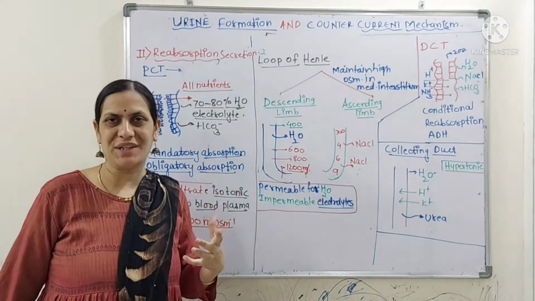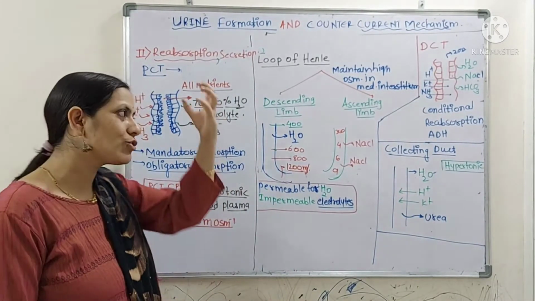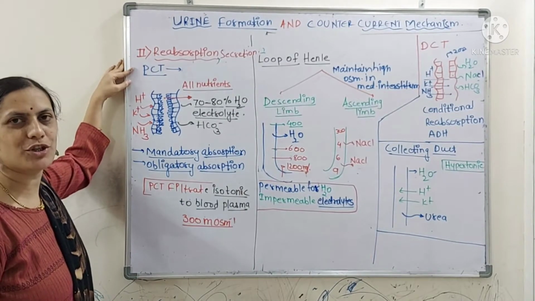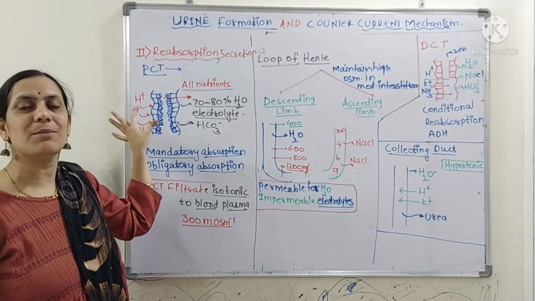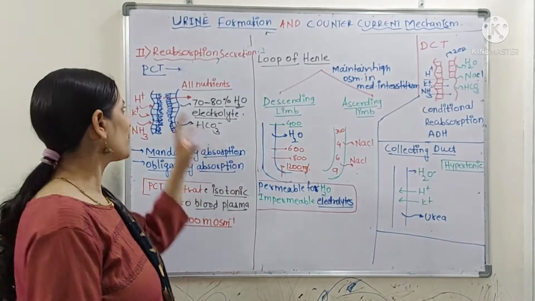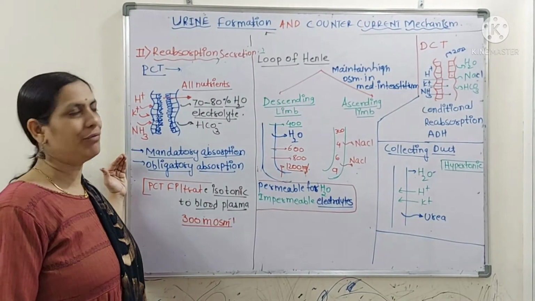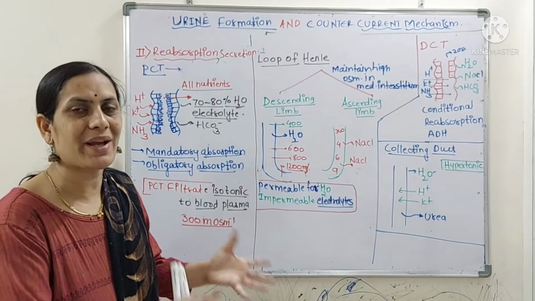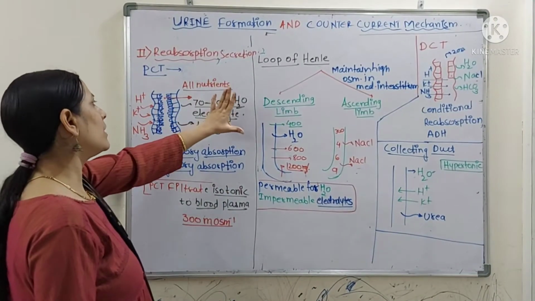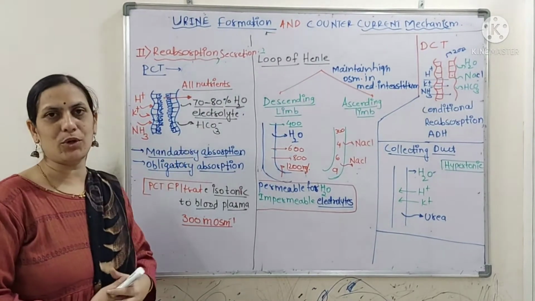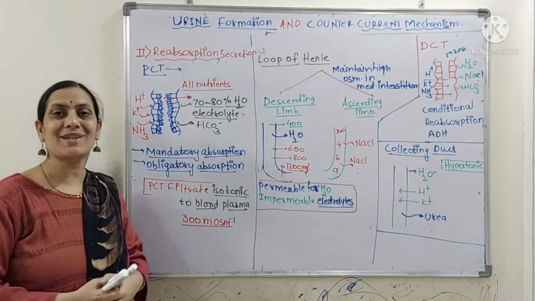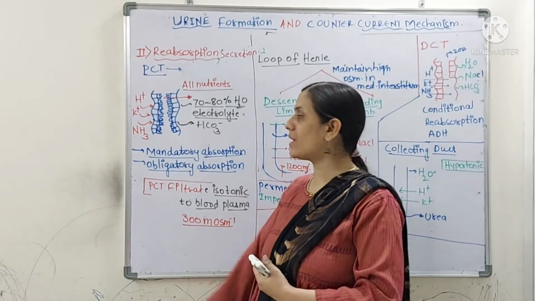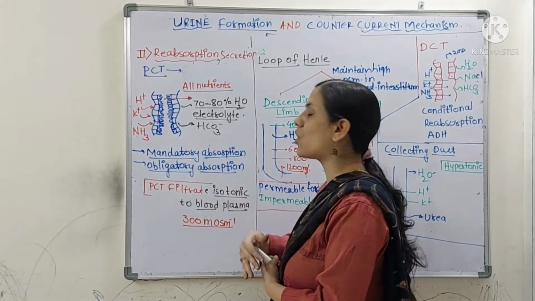The initial filtrate now passes from the Bowman's capsule to the tubules, coming first to the proximal convoluted tubule. The proximal convoluted tubule has simple cuboidal epithelial tissue with microvilli. Here I have written that all the nutrients, 70 to 80% of water and electrolytes, and maximum of everything are absorbed here. Due to the presence of microvilli, bicarbonate ions are also absorbed. The absorption occurring in the proximal convoluted tubule is compulsory, so you could call it mandatory absorption or obligatory absorption.